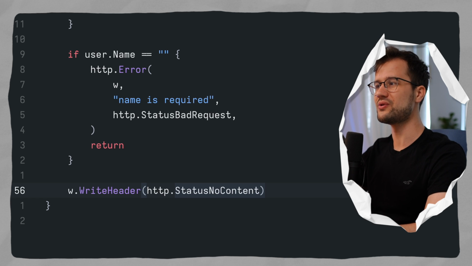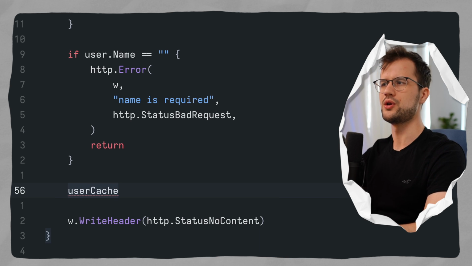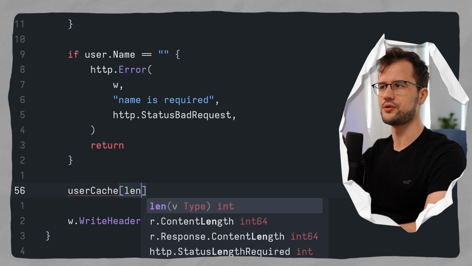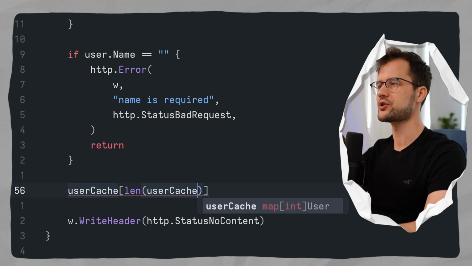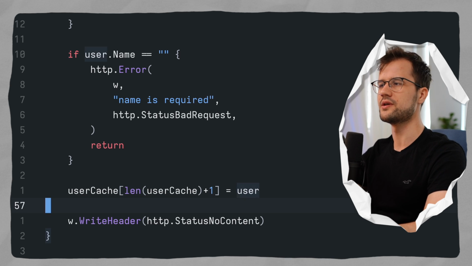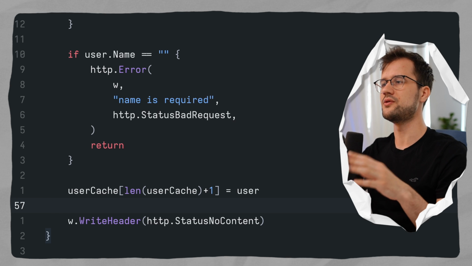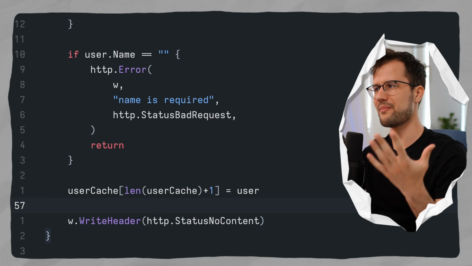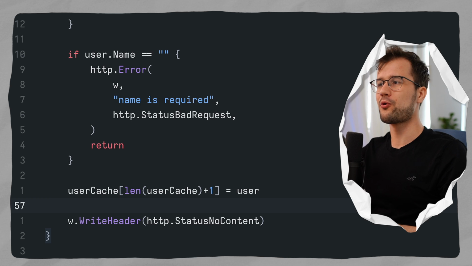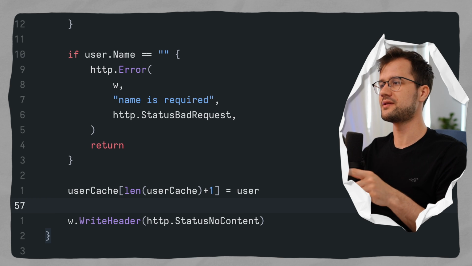And obviously we're going to need to insert this user in our local memory database. So let's quickly do this by simply saying user cache, and then we need a new ID, so we can pretty much just get the length of our user cache and say +1 here, and then we are going to assign the user. And that's pretty much it, right? This is pretty basic. It now inserts the user into our local in-memory database. Now what is important to note here is that this is not thread safe, right? And we are going to fix this now.